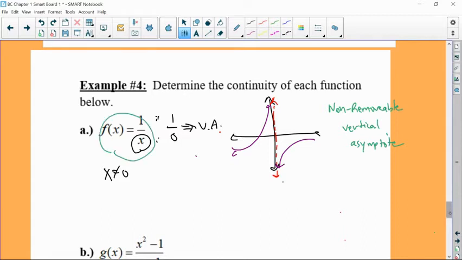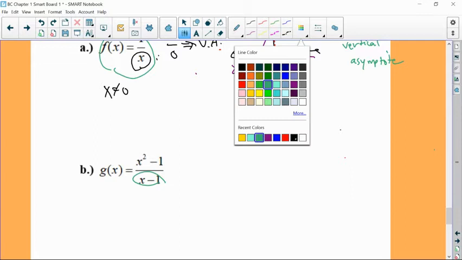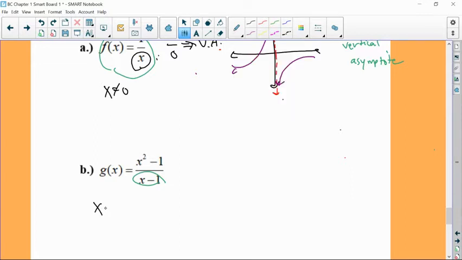Okay. Now, the next one, again, another problem in the denominator, right? x can't be 1 because there's another 0 in the denominator. So I know x cannot equal 1. But if you try to substitute that in, 1 squared is 1 and minus 1 is 0, and 1 minus 1, which is 0, we get 0 over 0, which is characteristic of a hole. And a hole is removable.